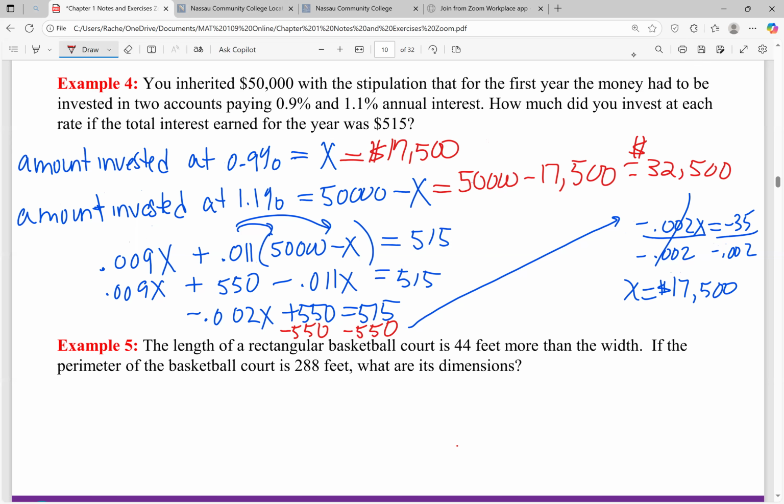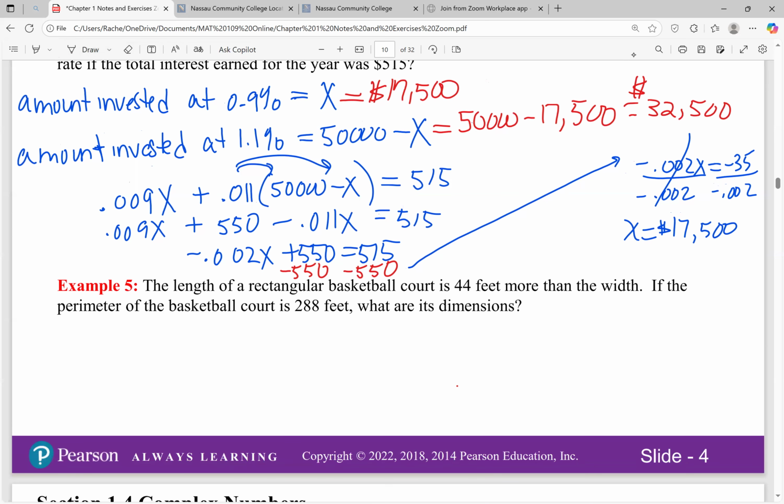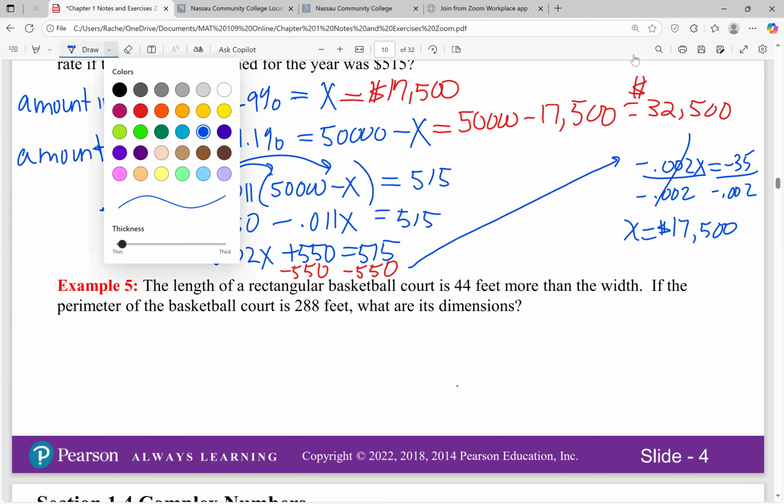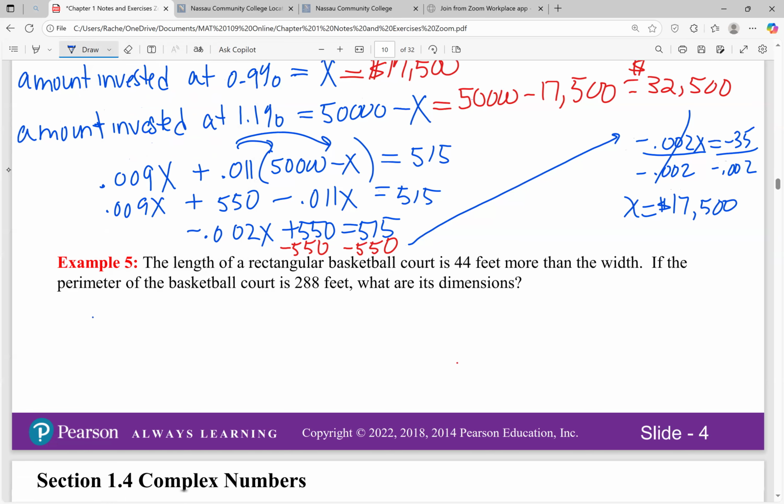And let's do one more. So let's look at example 5. Example 5 says, the length of a rectangular basketball court is 44 feet more than the width. If the perimeter of the basketball court is 288 feet, what are its dimensions? Anytime I'm working with a shape or a figure, I like to sketch it. I just think it's easier. You don't have to, but that's what I'm going to do.